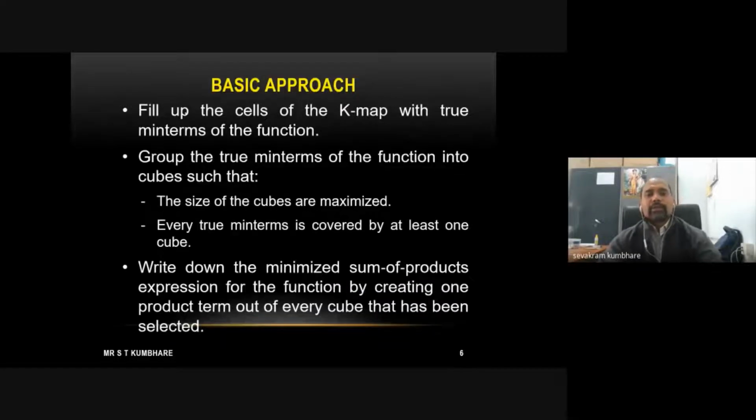Now the basic approach is, you have to fill up the cells of the K-map with the true minterms of the function. Then you have to group the true minterms of the function into cubes such that the size of the cubes is maximized. So you have to take the maximum size, and every true minterm must be covered by at least one cube. Then you have to write down the result. Let's work it out in practice.